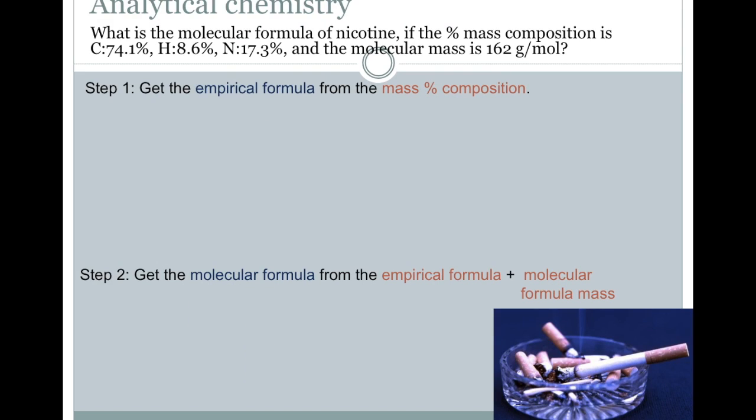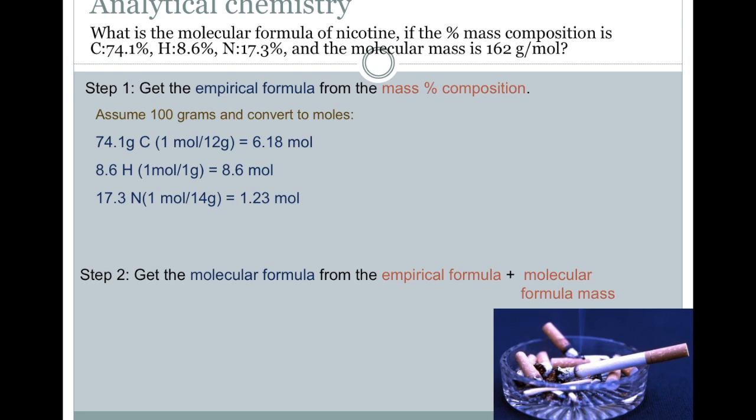Okay, so let's just do a couple more examples. Let's say, what is the molecular formula of nicotine if we know that the percent mass composition of nicotine is 74.1% carbon, 8.6% hydrogen, and 17.3% nitrogen, and it has a molecular mass of 162 grams per mole.